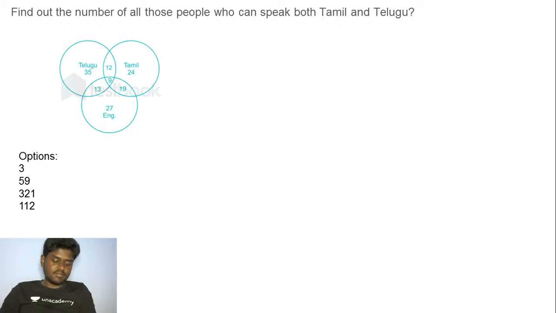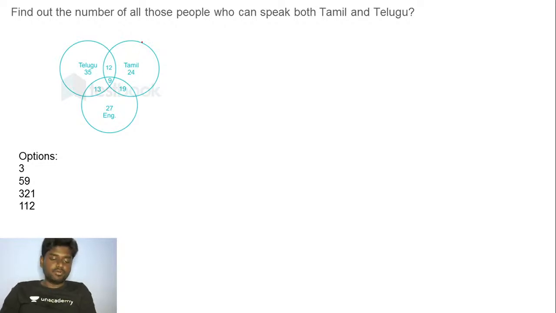Yes, Shivam, definitely it is helpful for your IPMAT preparation as well. This session is absolutely helpful for IPMAT, MAT, CAT, GMAT, and all other management exams. Okay, definitely. Venn diagrams is one inevitable topic, very helpful for your preparation.